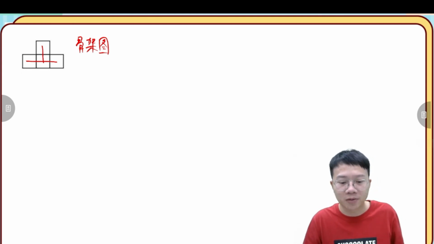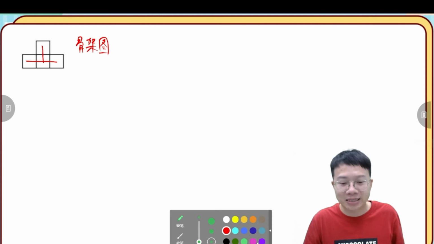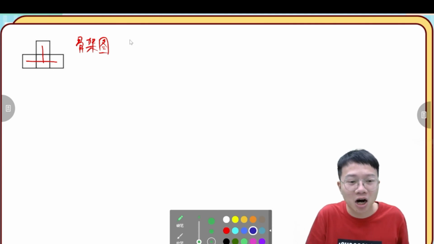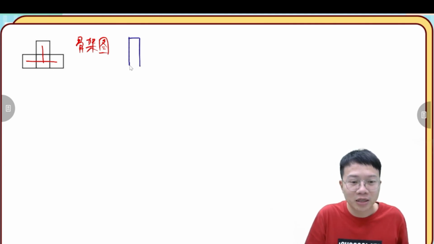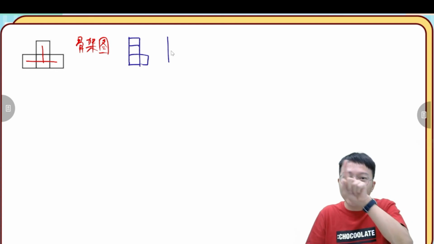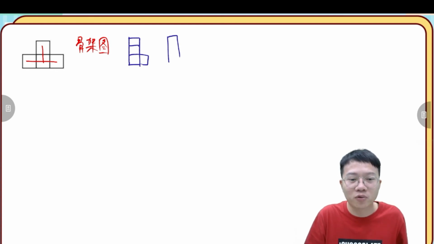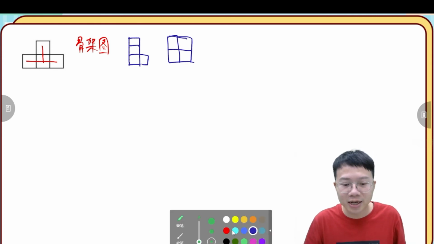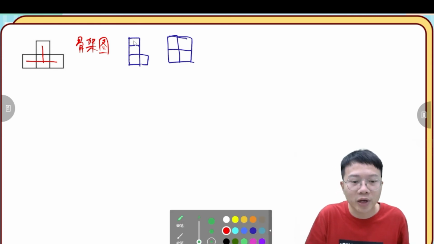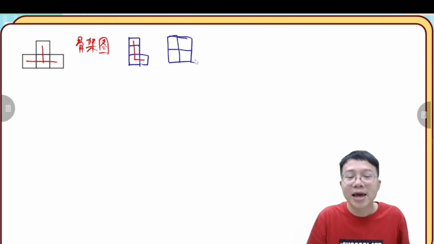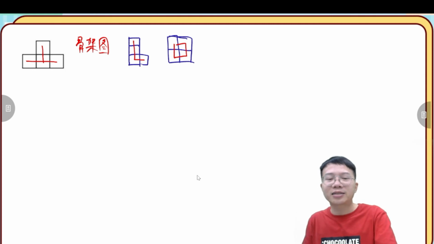So use this to replace the whole figure. Now, would you please draw the skeleton of these figures? Okay, can you draw this? Have a try, everyone. You can draw it in front of the screen. I will write more here. Can you draw the skeleton? Yes. So the first one, we have something like an L. And the second one, we have something like also a square, right? So let's take a look.